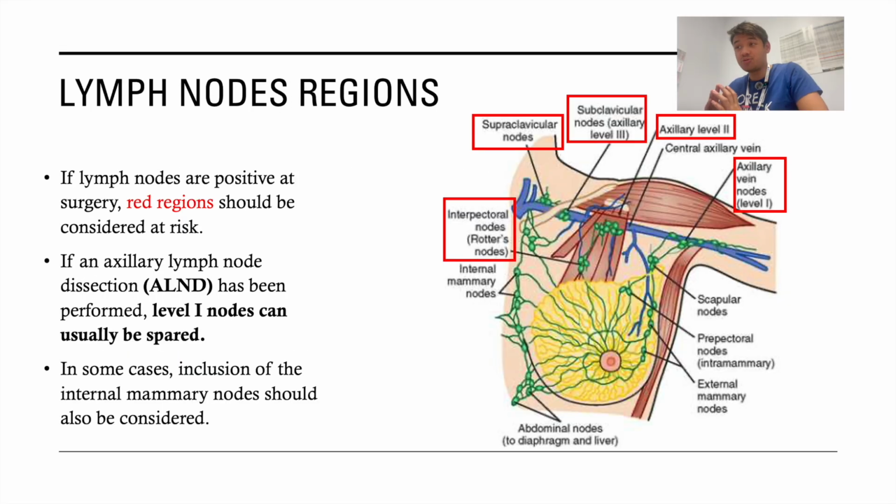In cases where a lymph node is involved, we irradiate the red regions on the diagram. That includes level 1, level 2, the Rotter's nodes, level 3, and level 4. If an axillary lymph node dissection has already been performed, level 1 can usually be spared. And in some cases, the internal mammary chain may also be included.